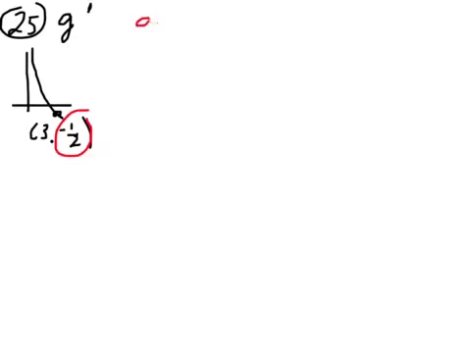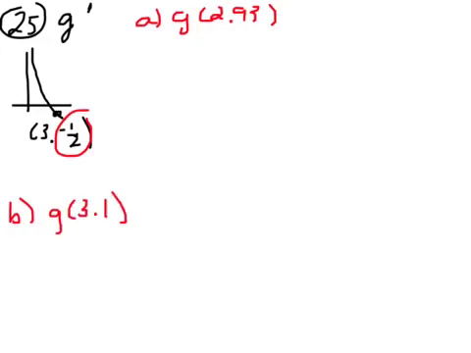Now, they tell me some other things in 25. They want me to estimate g of 2.93, and they want me to estimate g of 3.1. And they tell me that g of 3 is 8. I don't have my original graph, but I have the one point I need. That's telling me the point is (3, 8). And I need that in order to do what I did in 21, if you think about it.